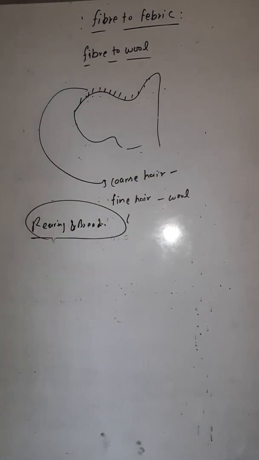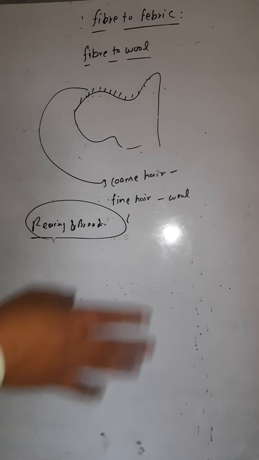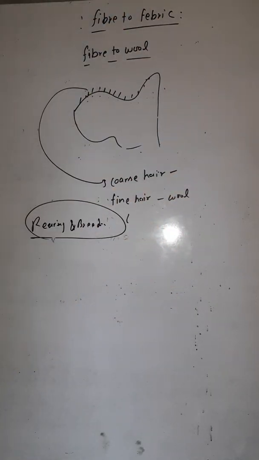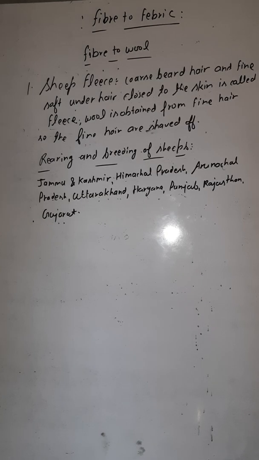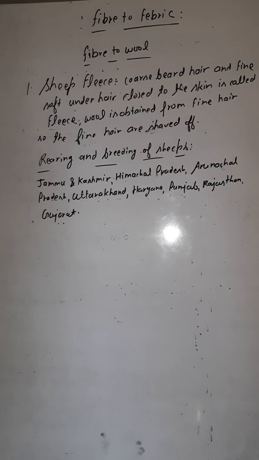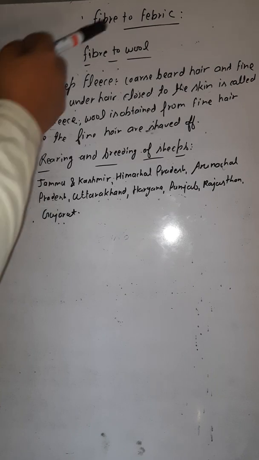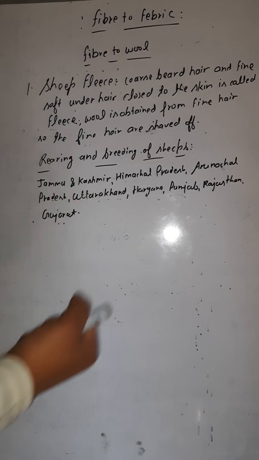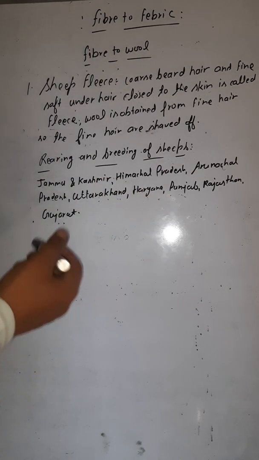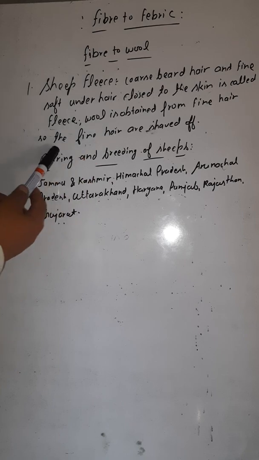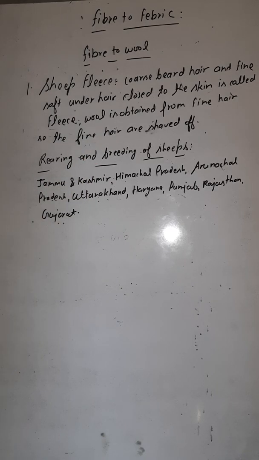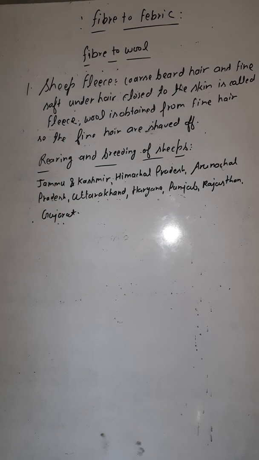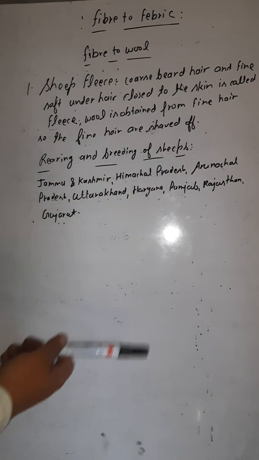Are you getting this? Now before we move ahead, whatever I have taught, I would write here and you have to write this in your notebook. So at first, the first step to obtain the wool from the fiber is to shave off the fleece of the sheep. The fine hair are used to obtain the wool, because the wool is obtained from the fine hair.